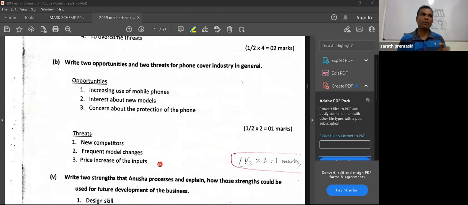Now, I remember at the very beginning of the introduction of English medium advanced level, only a few teachers were there in the field. But with the development of that area, the number of people involved in the industry grew. That is the nature. So the arrival of new competitors is a threat to Anusha's industry, Anusha's firm.